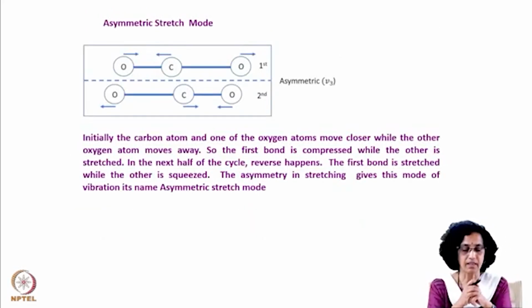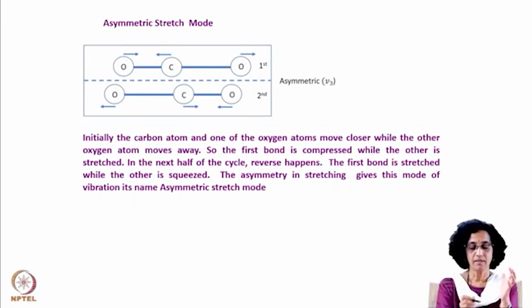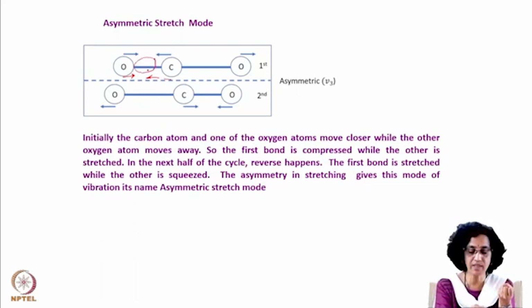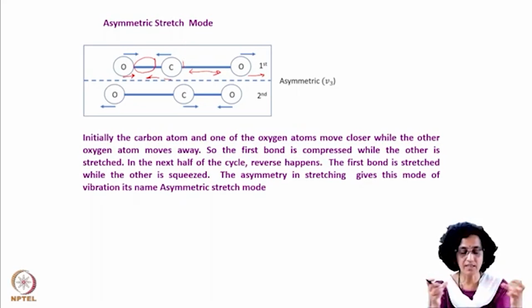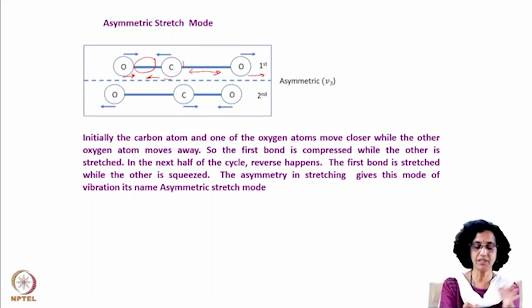And the third one that we have is asymmetric stretch. As you can see here in this figure, the central carbon atom moves towards one of the oxygens, and this oxygen too moves towards the carbon atom. So this bond gets compressed or squeezed while the other one gets stretched because that oxygen atom moves outward. This movement is such that your center of mass remains as it was. Right? This is in the first half. And in the second half, the reverse happens.